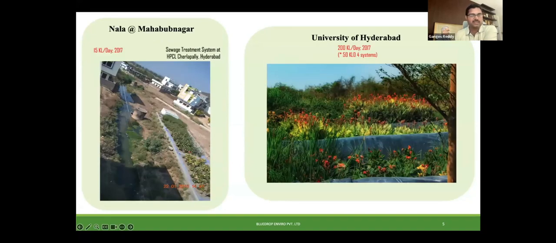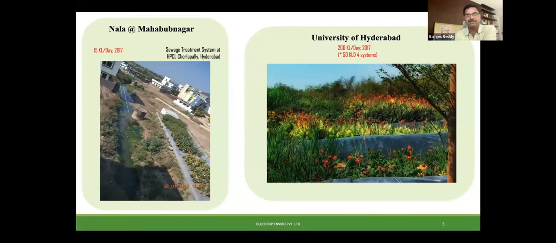Here is another case of a nala treatment where the polluted water is flowing through a nala. As a pilot, we were asked to build a sewage treatment plant. So we picked up this water and fed this constructed wetlands-based sewage treatment plant. It nicely treats it. And here is another case, it's not a greeting card. It's a sewage treatment plant. It's colorful. We love it.